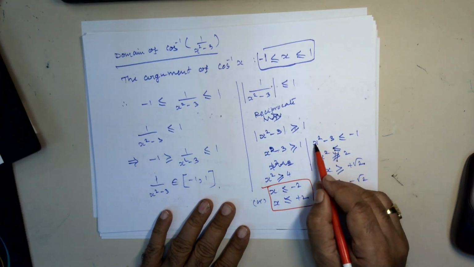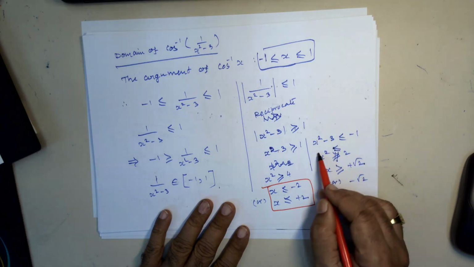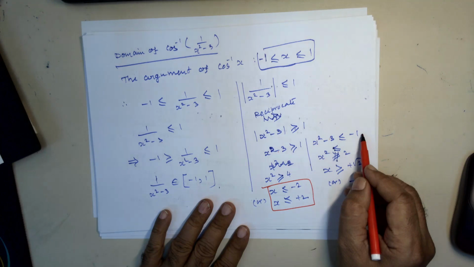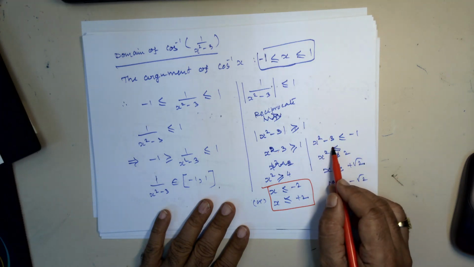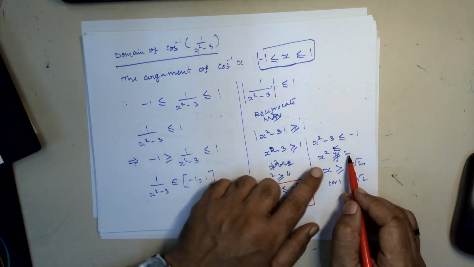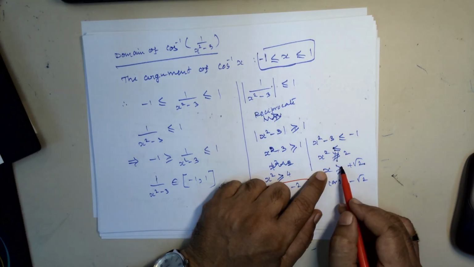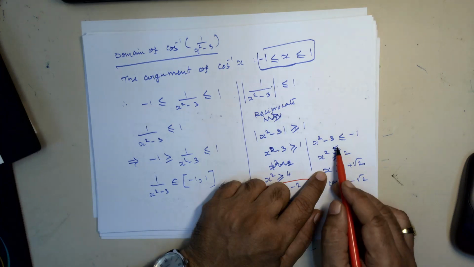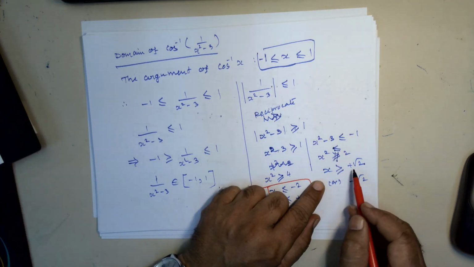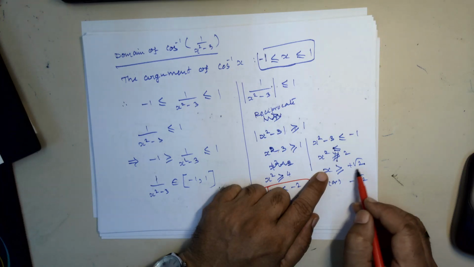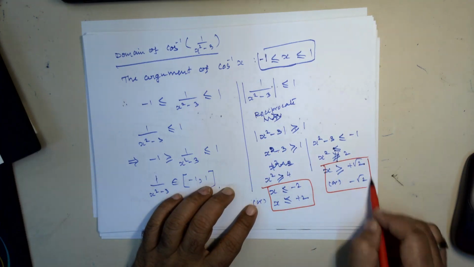Similarly, we have x squared minus 3, which can also be less than or equal to minus 1. Minus 3 becomes plus 3, and minus 1 plus 3 is 2. So x squared can be less than or equal to 2. Now when you take the square root on both sides, the inequality symbol is changed to greater than or equal to. So x is either greater than or equal to plus root 2 or minus root 2. So this is another set.